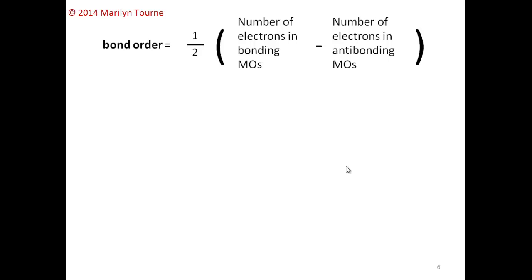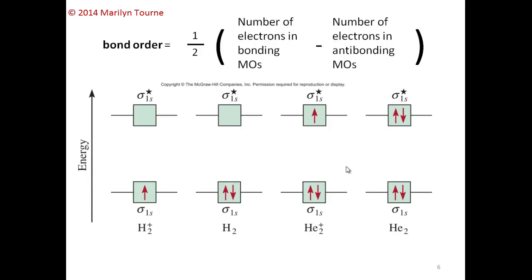The bond order is a very simple equation. It's just 1/2 times the number of electrons in bonding MOs minus the number of electrons in anti-bonding MOs. So what I'm going to do is show you 4 different molecules. We're going to do the bond order for all 4 of them and evaluate whether or not these molecules exist and which one is more stable than the other.